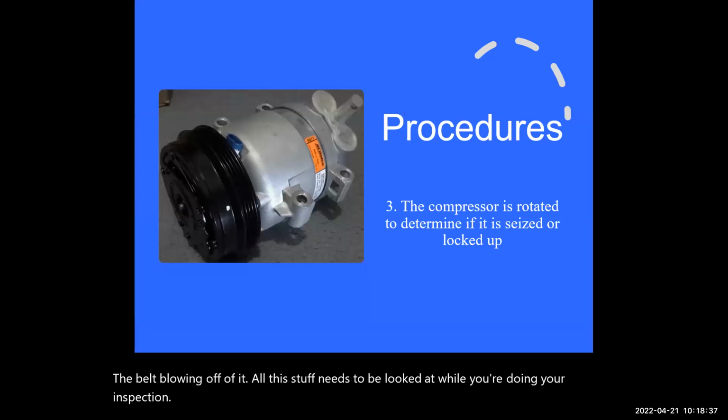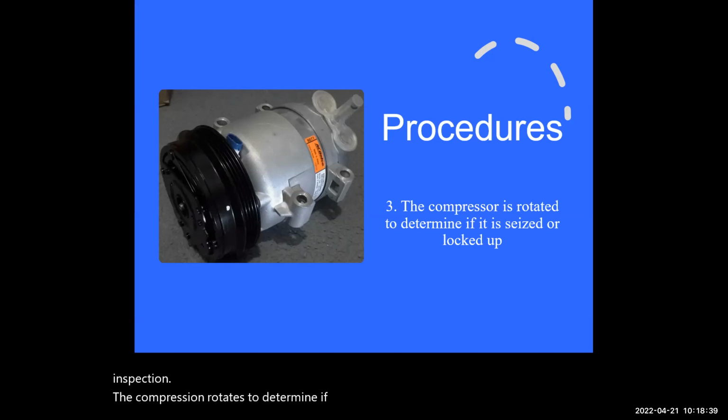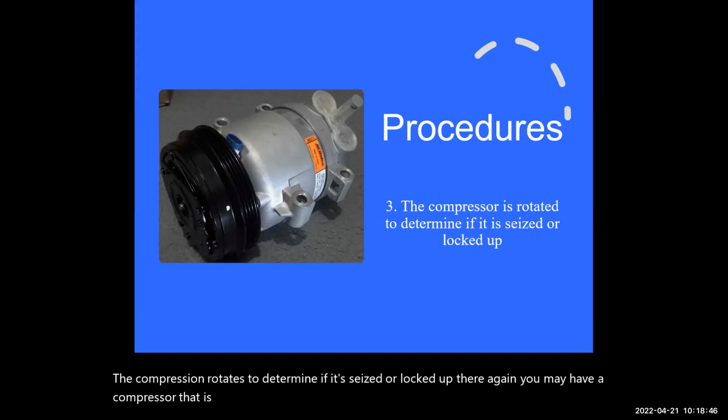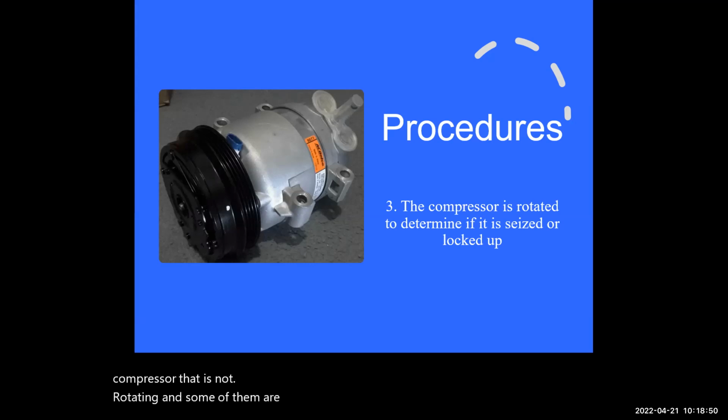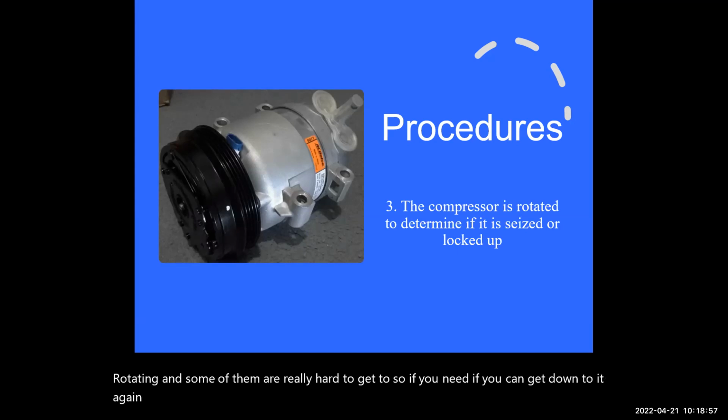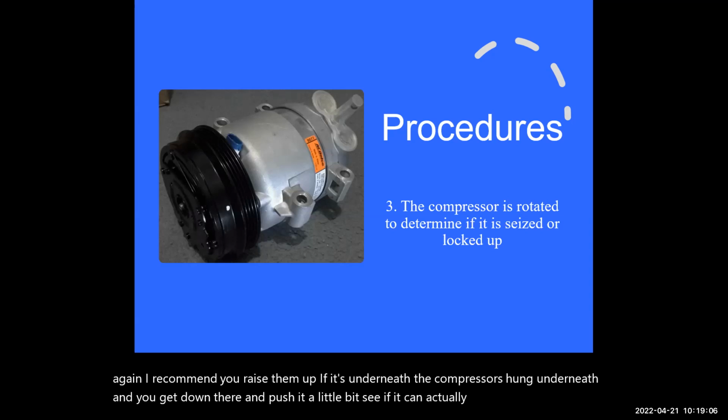The compressor rotates to determine if it's seized or locked up. There again, you may have a compressor that is not rotating, and some of them are really hard to get to. So if you can get down to it, again, I recommend you raise them up if it's underneath. The compressor's hung underneath, and you get down there and push it a little bit, see if it can actually rotate. This is one way of doing it.